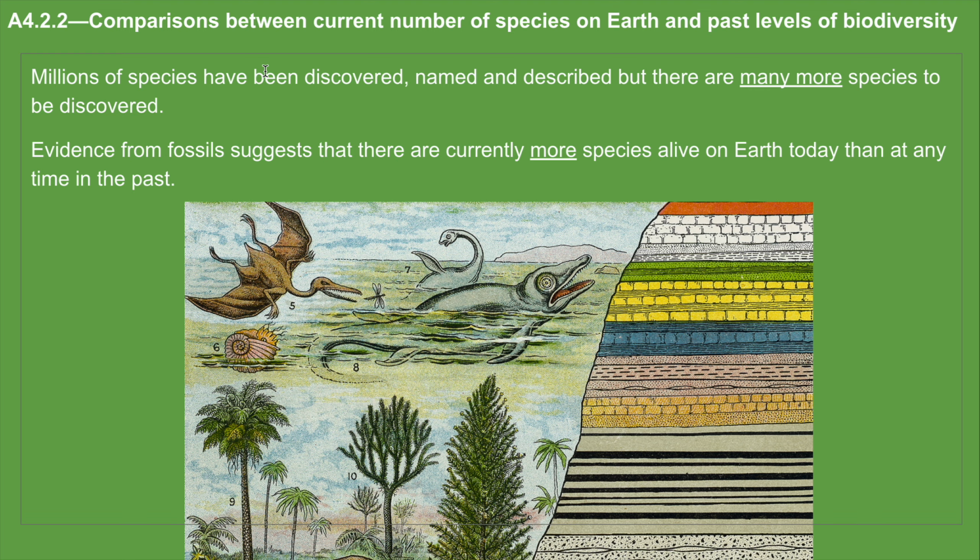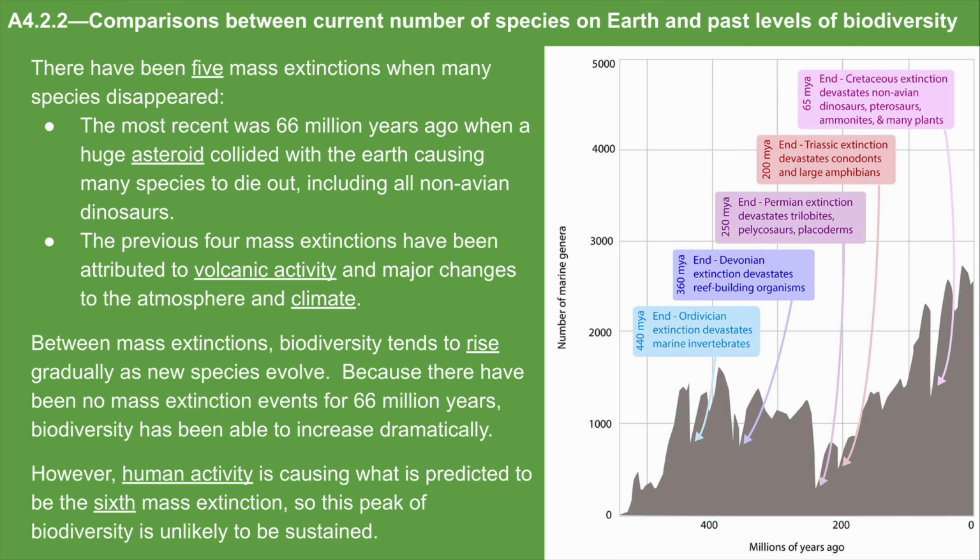First up, let's look at some comparisons between the current number of species on Earth and past levels of biodiversity. Now, we can look back in the past by digging down into our geologic record. The further down we go, the older the records are, and we can look for fossils in order to see what life was like on Earth over the past hundreds of millions of years. Now we know that millions of species have been discovered, named, and described, but there are still many more species still to be discovered. But the evidence from all of these fossils shows that there are currently more species alive on Earth today than at any time in the past.